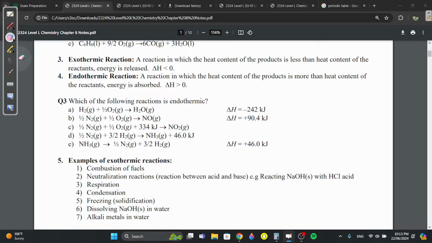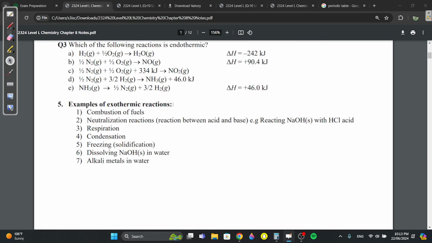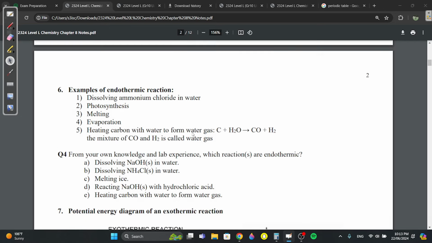These examples, it would be nice to know them, of the exothermic reactions, because they always come. I always see combustion, that always comes. Condensation, freezing, always know SLG, solid, liquid, gas. If you're going to the right, it's endothermic, okay? Let's go to question 4.